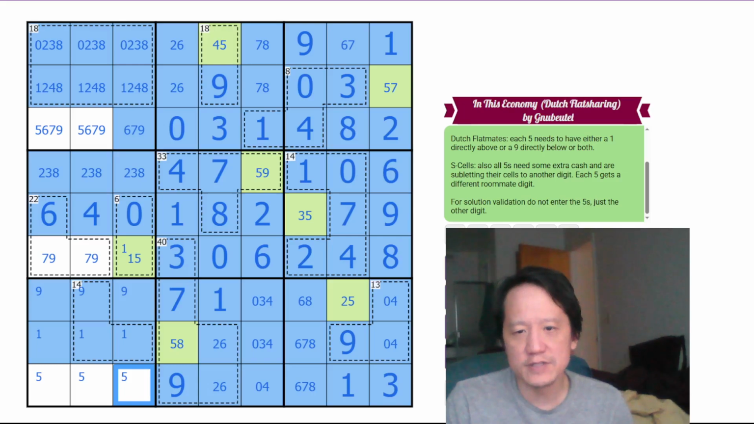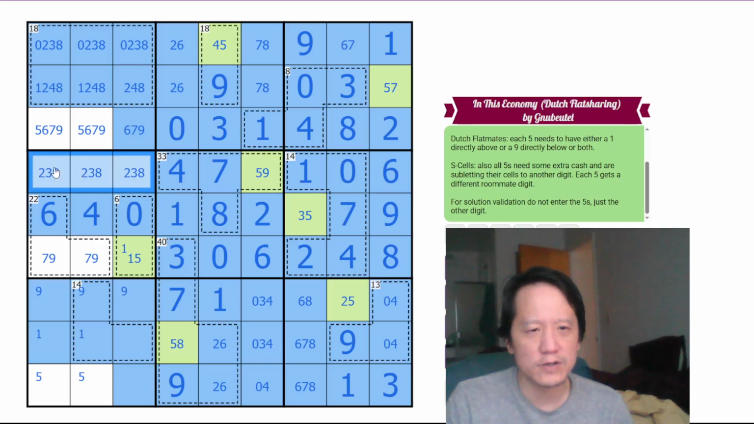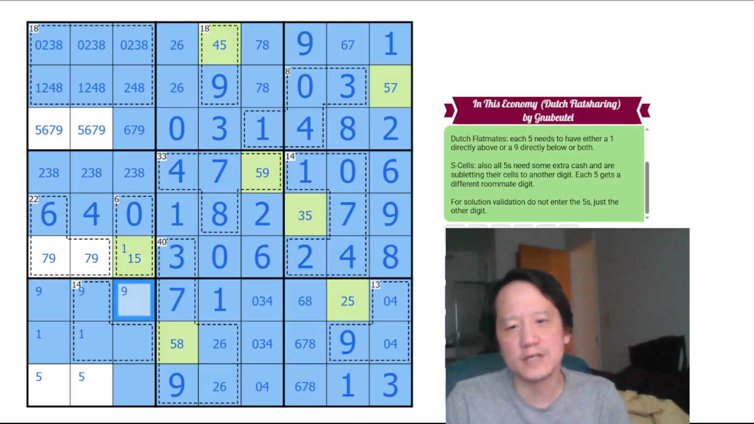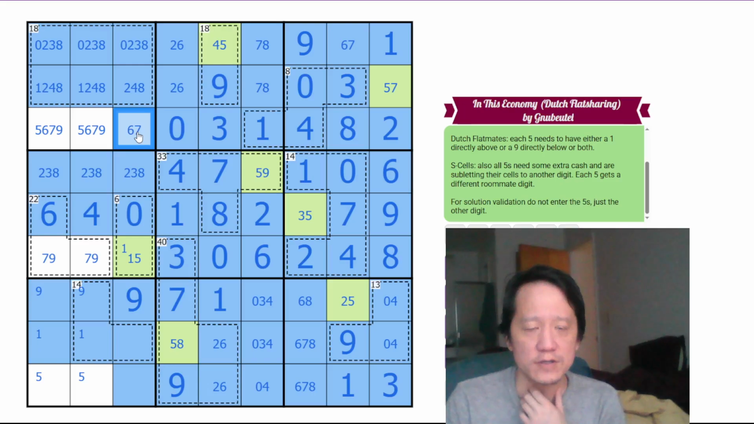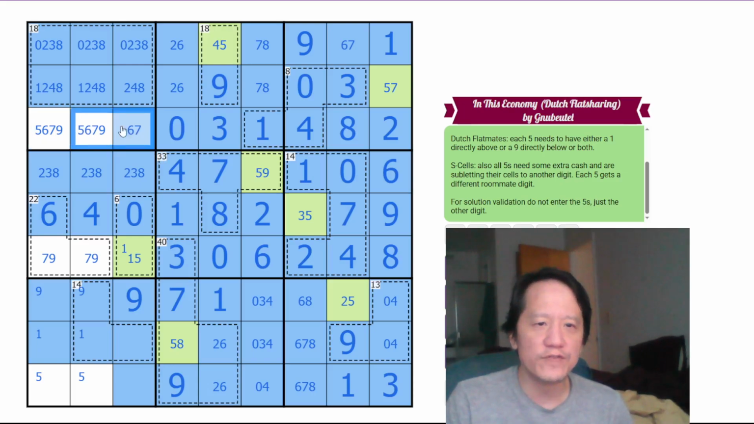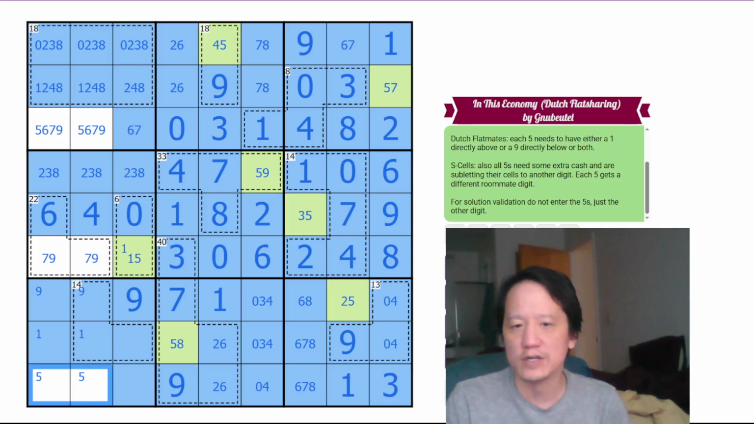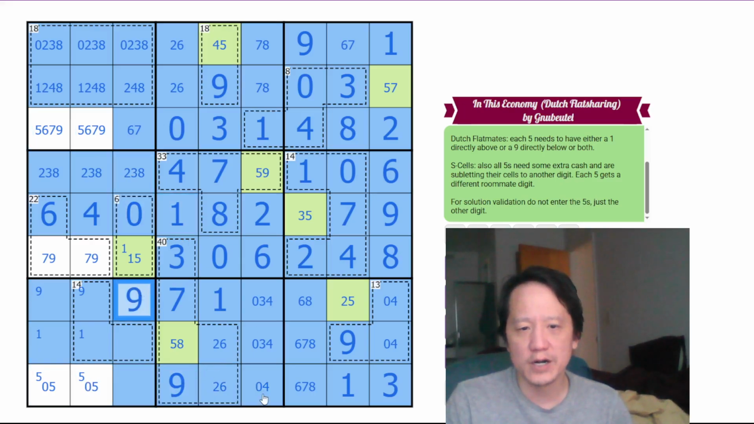This 1, 5 means this can't be 5 and is not Schrodinger, so the 1 cannot be there. This is 1 and 5. This can't be 1. We have 2, 3, 8 here. This 1 and 5 needs a 9 below it, so this is 9, which means this cannot be 9. This is 6 or 7. But we know the 5 and the 6 have to be together here because the 5 needs a different roommate. And this must be 5 and 0 together because the 5 has to be with a different roommate for each box. So this can't be 0.